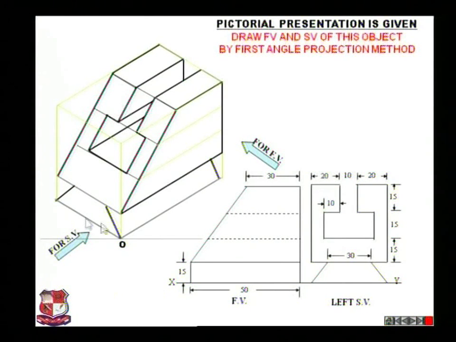Similarly, if we look from the left side, the left hand side view would appear as shown over here. This dimension is 10 mm, which is this one. This dimension is 20 mm, which is this one, and this one also 20 mm. This height, which is given in the drawing, is 15 mm. This is 30 mm, that is this width, in which the cut portion is there. So the distance from this point to this point is given as 30 mm, which is represented over here. So these are the two views of this object, front view and left hand side view. It is called the orthographic projection.